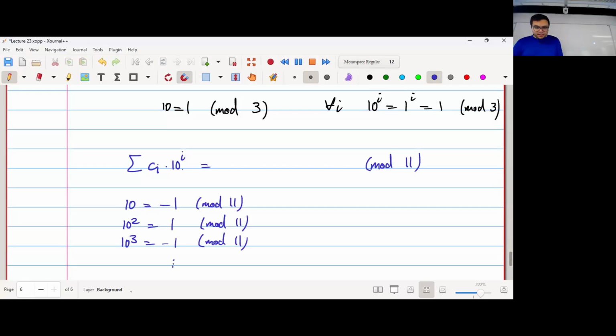So I can replace this 10 basically with minus 1. So this is the sum of Ci times minus 1 to the power of i. Which means that if you want to check whether a number is divisible by 11, you just look at its digits, you add the first digit, subtract the second one, add the third one, subtract the fourth one, and so on. And if that resulting number is a multiple of 11, then the original number is also. Okay.